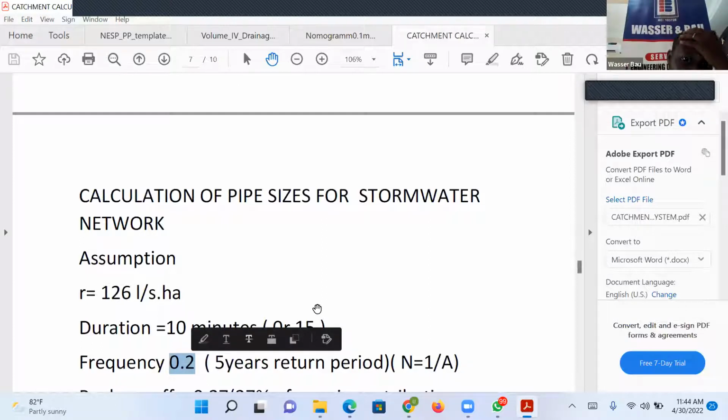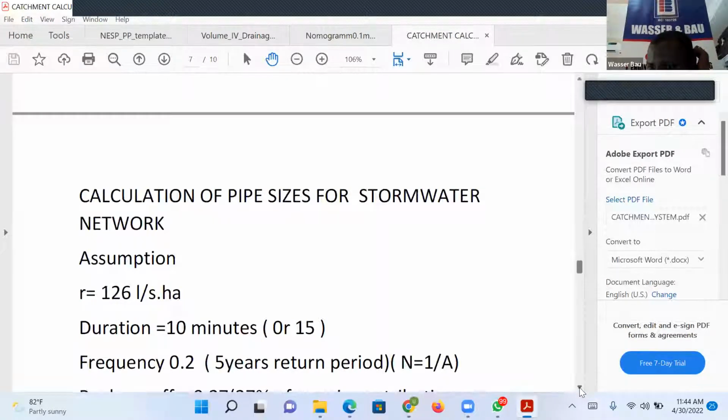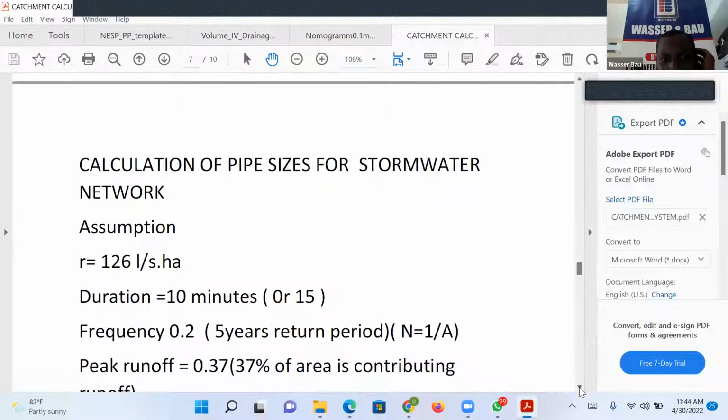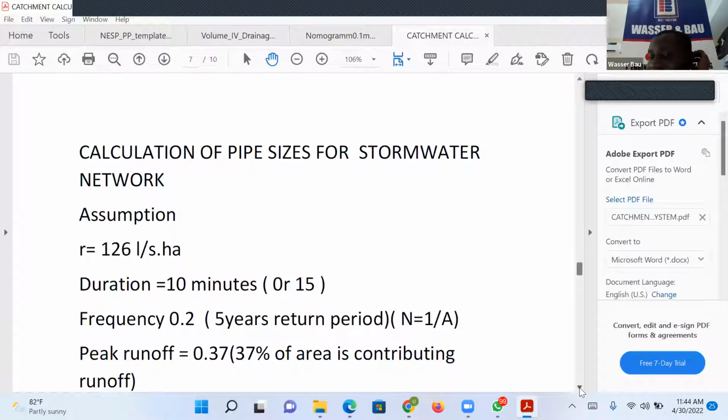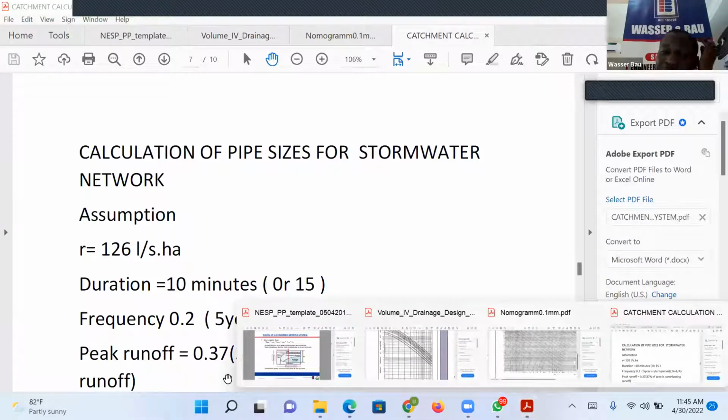Oh, I can't change it. This is PDF. But just assume that this place is 1 year, assuming we are following our terms of reference. Okay. Then the peak runoff. Let's assume that worry is also this. We assume this thing we did.